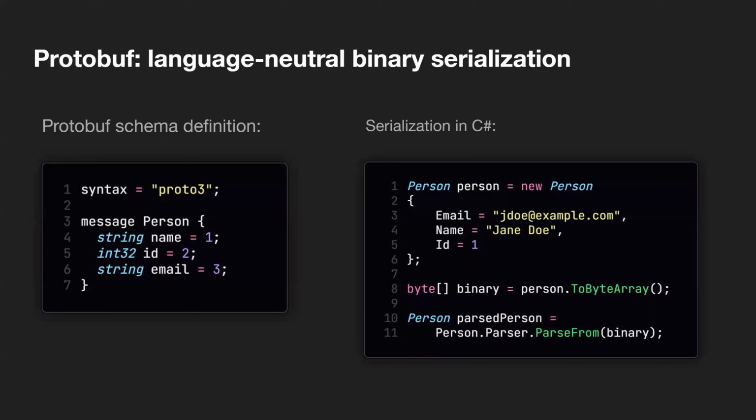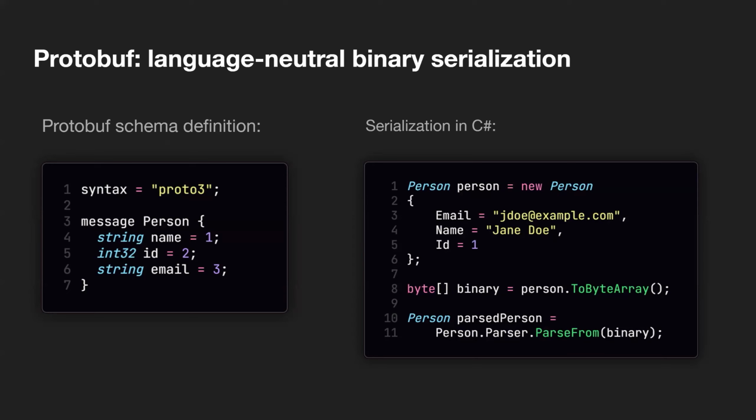And before we look at gRPC, let's take a look at Protocol Buffers, also called Protobuf. So Protobuf is a language-neutral binary serialization technology. And the way that it works is that in the Protobuf schema definition language, you need to define your data model. And you can see an example of that on the left. So this is a very simple model definition of one single person type, which has 3 fields.